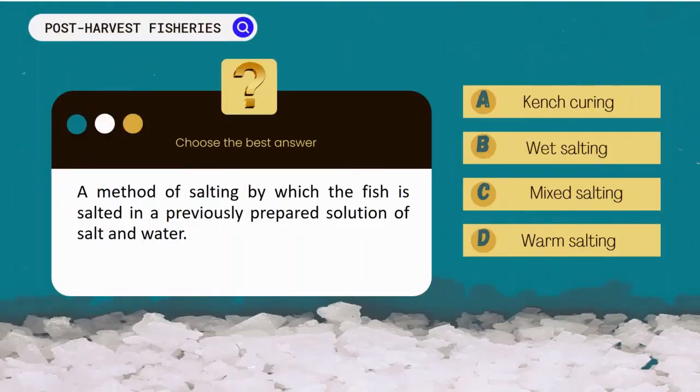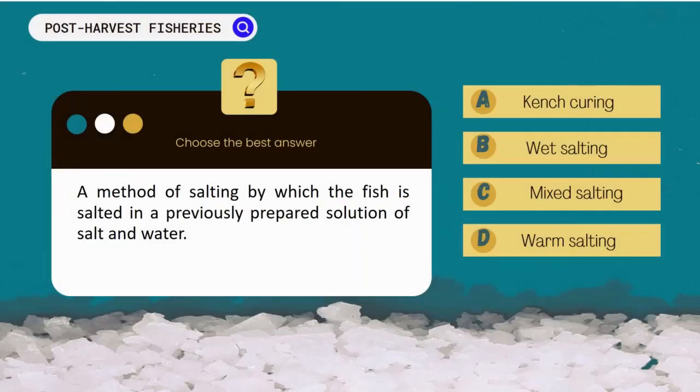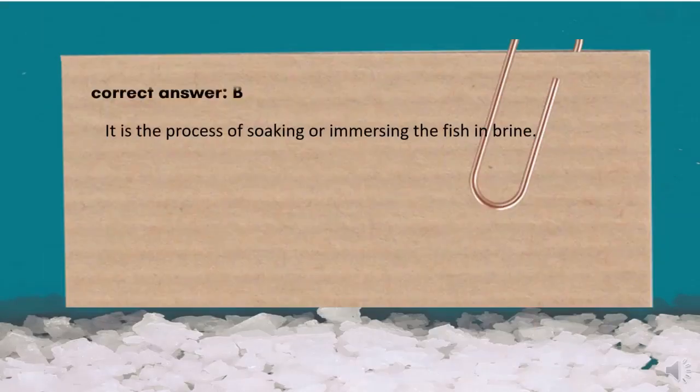A method of salting by which the fish is salted in a previously prepared solution of salt and water. A. Kench curing. B. Wet salting. C. Mixed salting. D. Warm salting. The correct answer is B. It is the process of soaking or immersing the fish in brine.